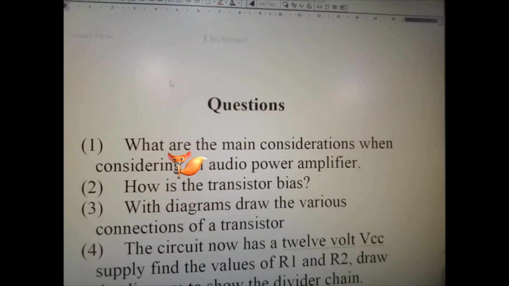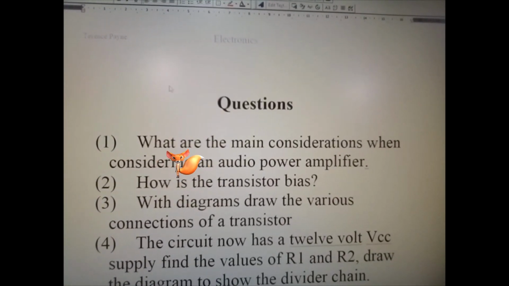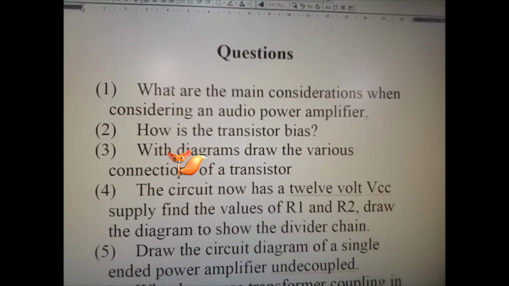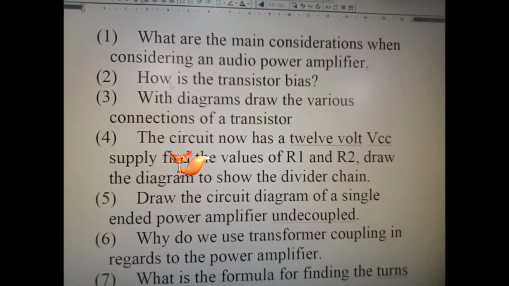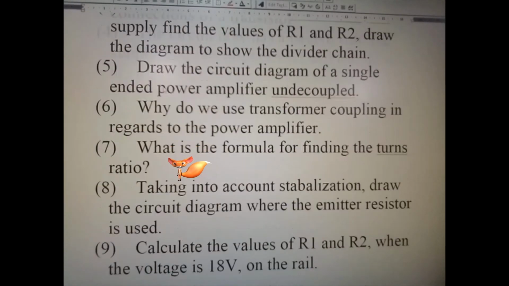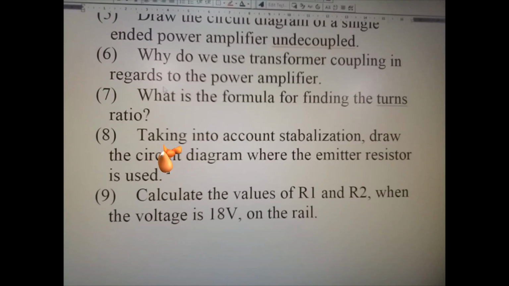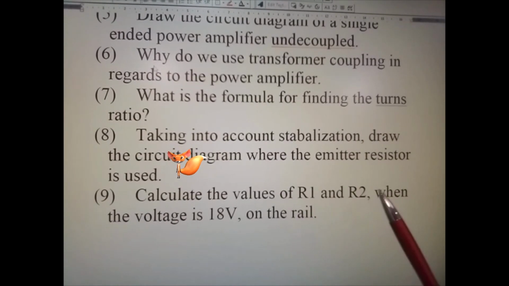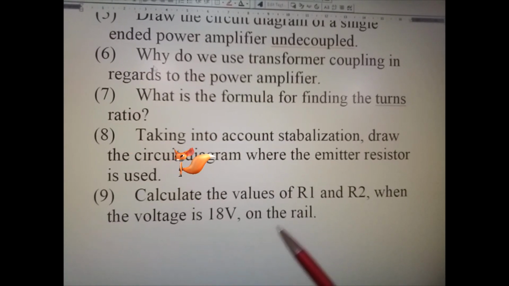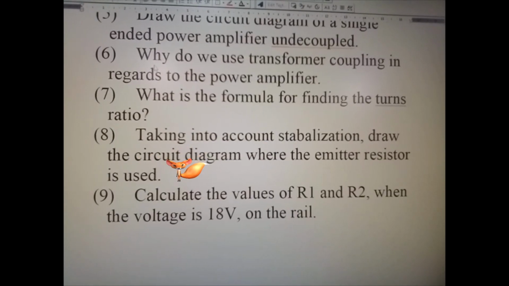Now please try and answer the questions. You can see here that I've given you a task: calculate the values for R1 and R2 when the voltage is 18 volts on the rail. And you can look at using the same values of resistors in place.